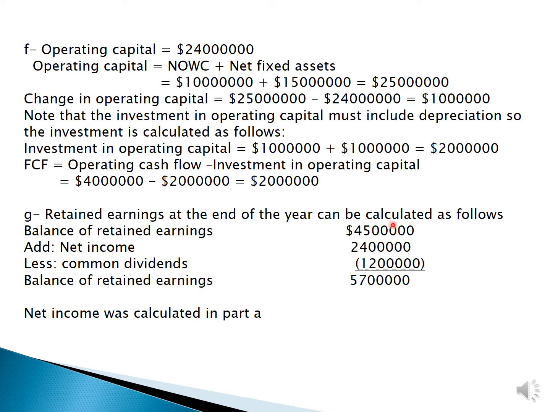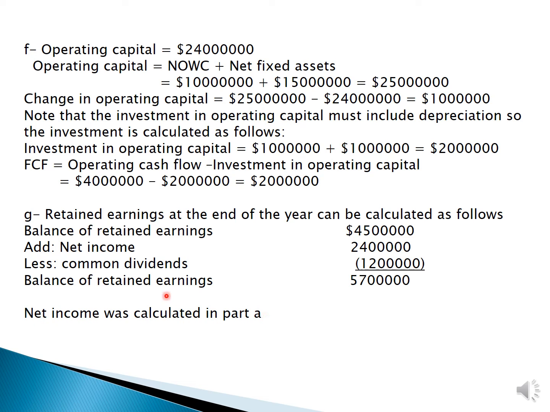هنا 4 million and 500,000 plus 2 million 400,000 minus common dividend with 1 million 200,000. So we are going to get the balance of retained earnings, and he just told us that the net income was calculated in part 1.